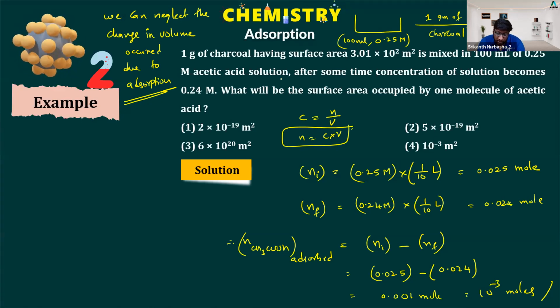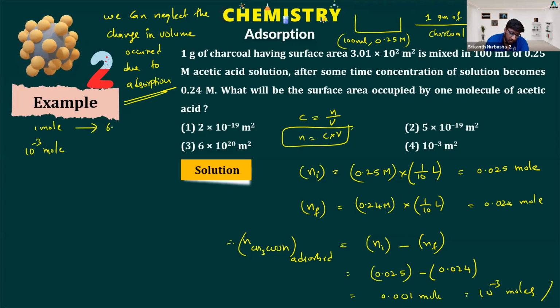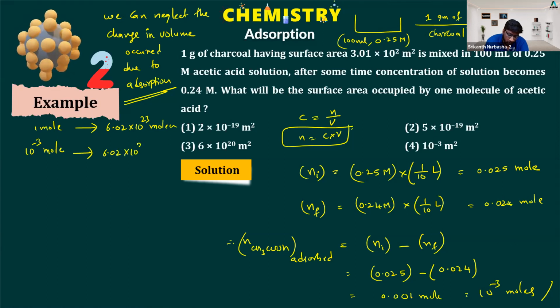0.001 means 10 power minus 3 mole of acetic acid has been adsorbed. 1 gram of charcoal has a surface area of 3.01 into 10 power 2. That means 10 power minus 3 moles. 1 mole means how many molecules? 1 mole means 6.02 into 10 power 23 molecules. 10 power minus 3 mole means 6.02 into 10 power 20 molecules.